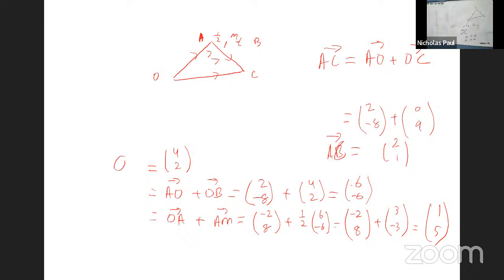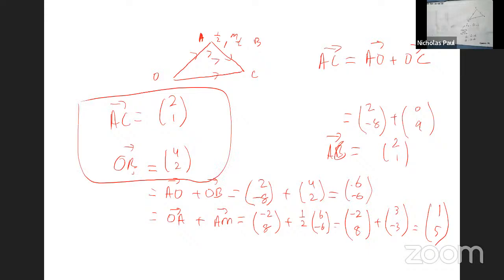Look at AC and look at OB. AC is 2, 1, right? And look at OB. OB is 4, 2. Look at these two here. What do you recognize about them? What do you recognize about AC and OB? Right. Which one? OB is equal to 2 times AC.